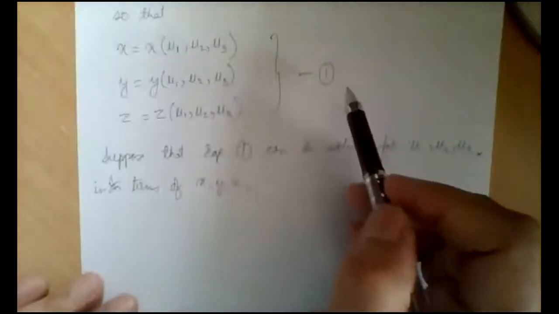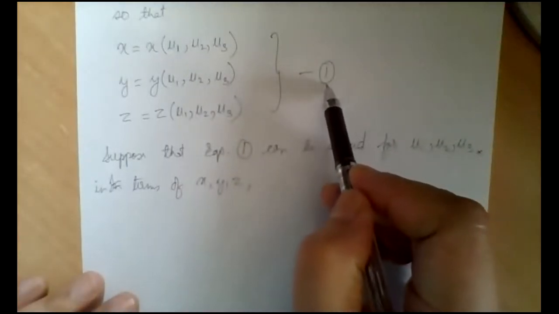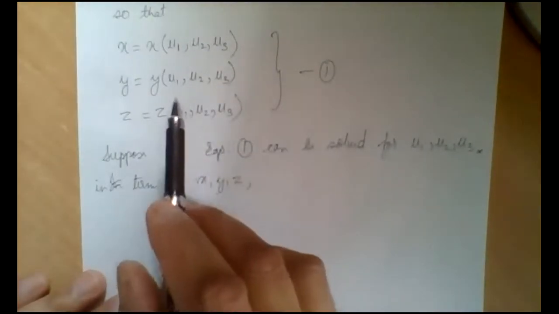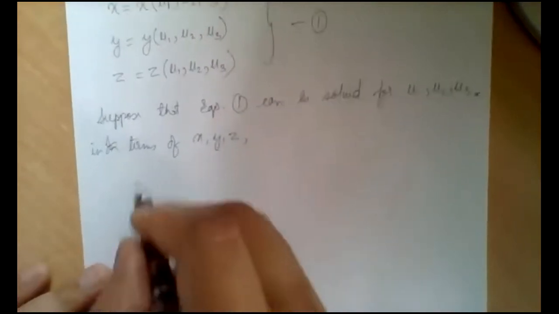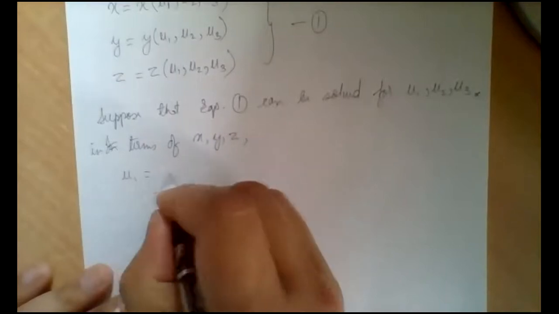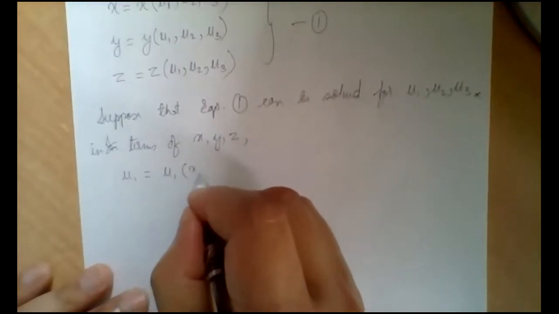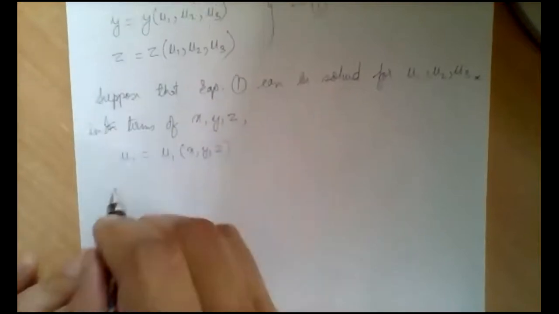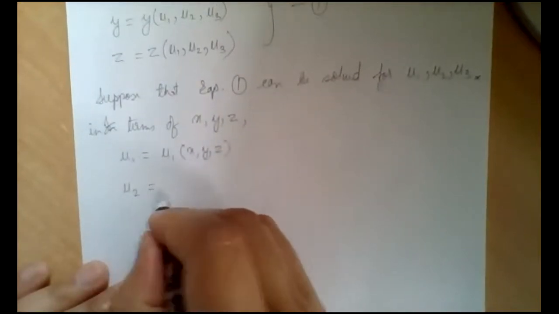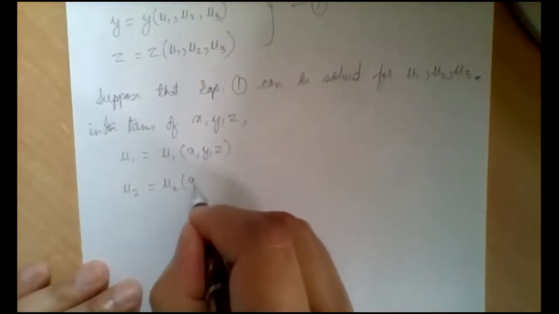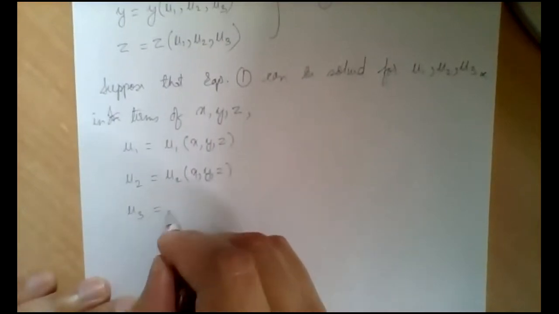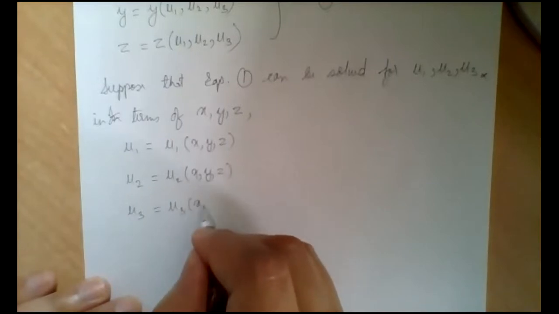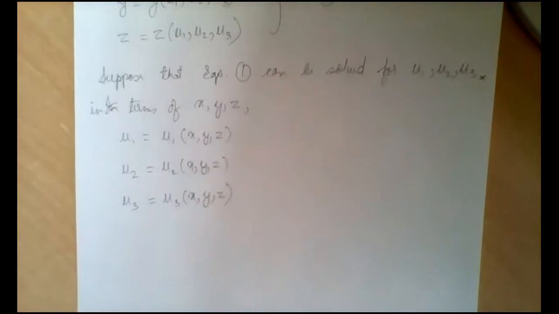So we assume that this equation number one is invertible. That is, we can solve u1, u2, u3 in terms of x, y, and z. That means u1 can be written as some function of x, y, z. u2 can also be written as a function of x, y, and z. u3 can also be written as a function of x, y, and z.